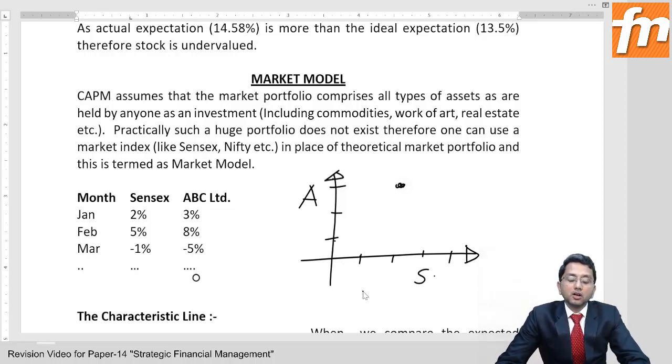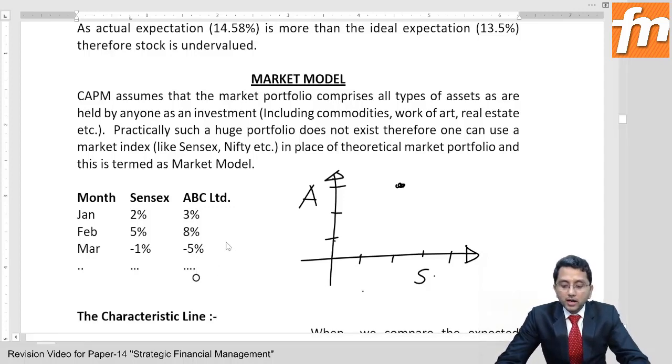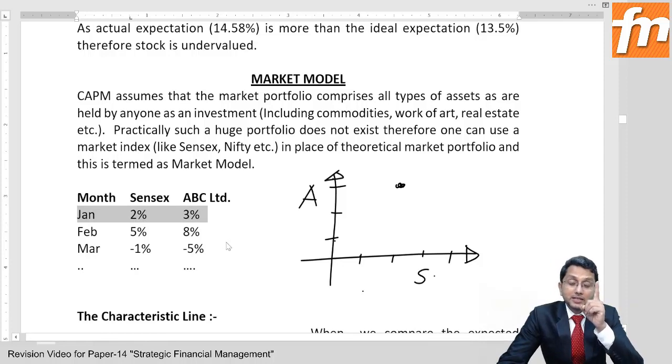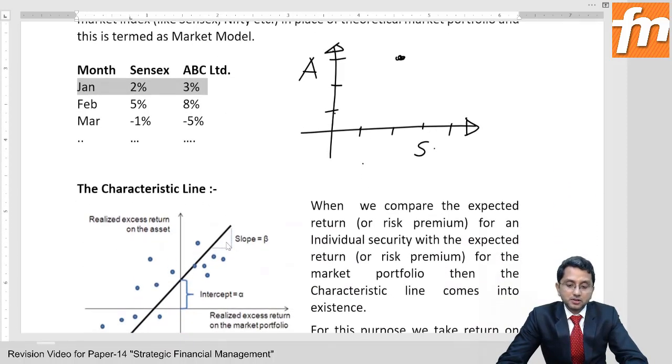this is just a single dot, right? So this one pair of data, just this one pair of data, 2 and 3%, is one dot. If you take 60 pairs of data, you'll have 60 dots.